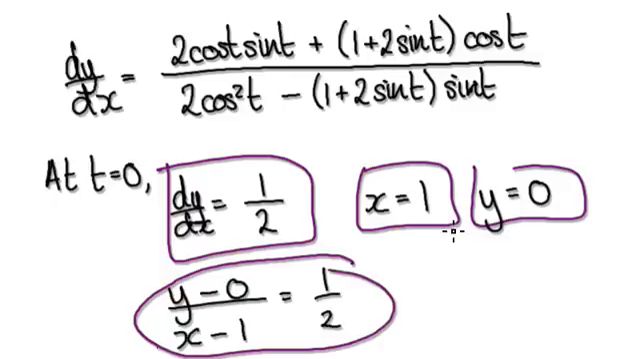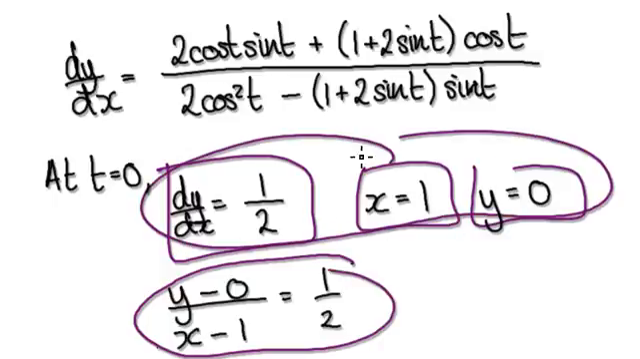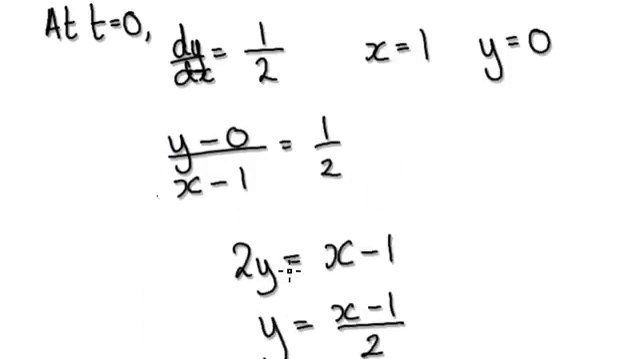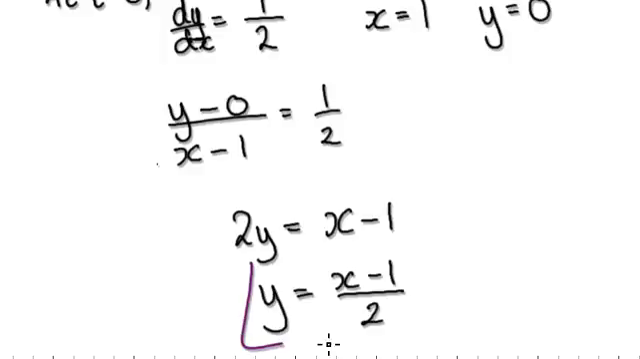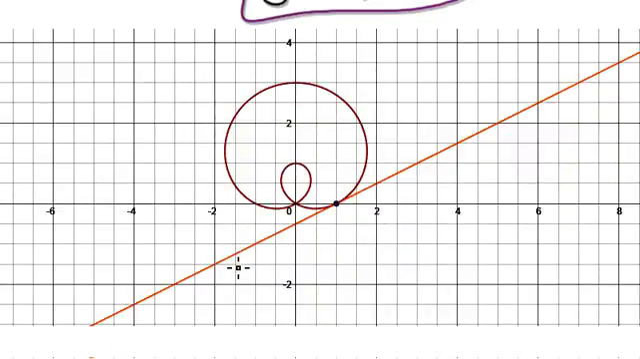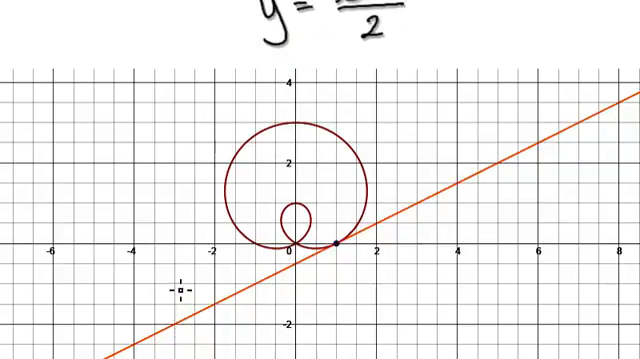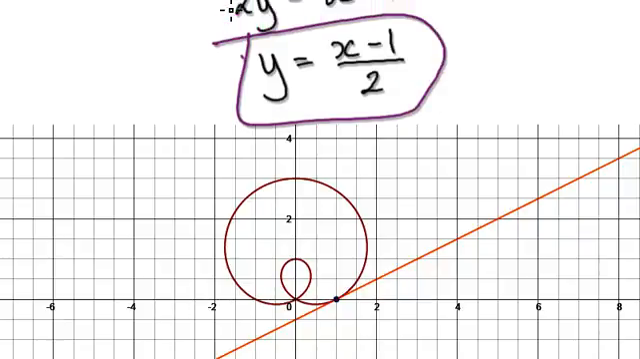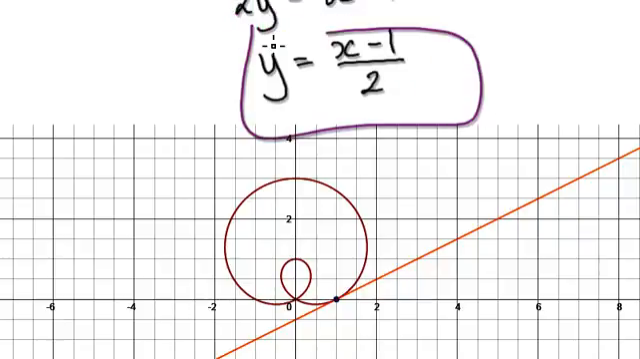So then you can jump, now just work out the equation of the straight line. You can jump to here, and then that will give you this. So the equation of our tangent line is given by this. If you get a graph plotter and plot it, it will give you this orange line. Okay? So this is our final answer here. This is the equation of our tangent line. Okay?